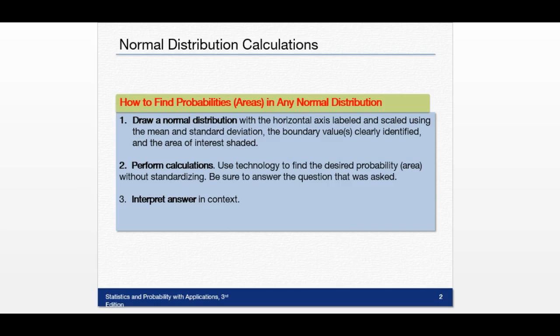Number two, you got to perform the calculations. Now you're just going to use the calculator, use the technology, to find the desired probability, which is just the area, without standardizing, meaning you're not going to mess with z-scores. But be sure to answer the question that was asked. And number three, interpret the answer in context.